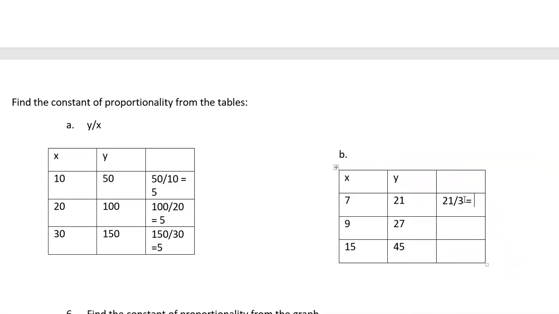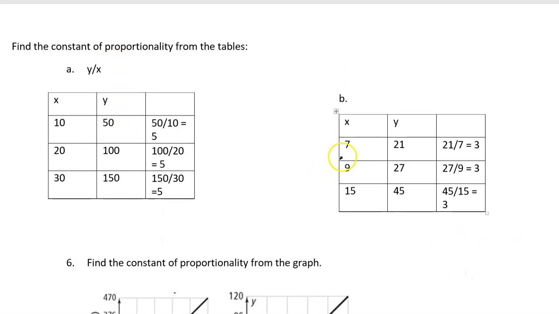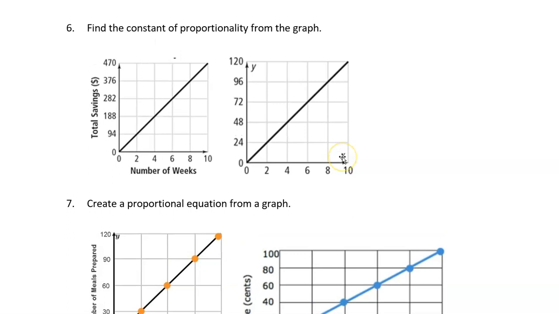Same thing here. 21 divided by 7 is 3. 27 divided by 9 is 3. 45 divided by 15 is 3. So the constant of proportionality is 3. You just do y divided by x to find the constant of proportionality.